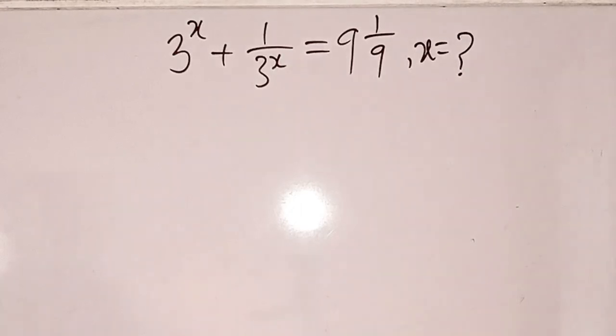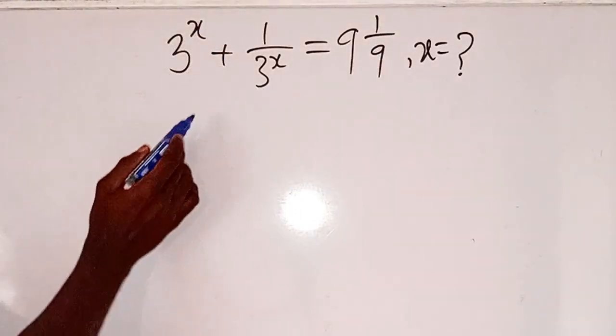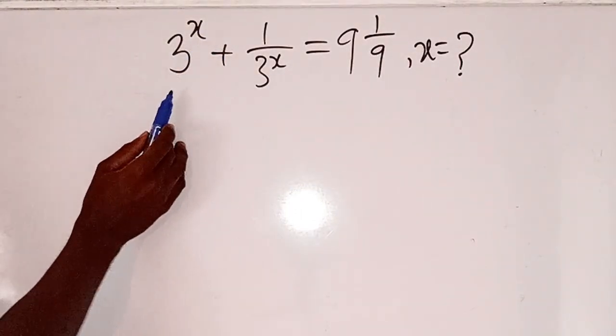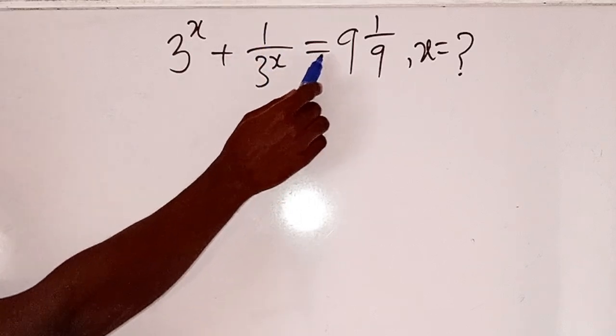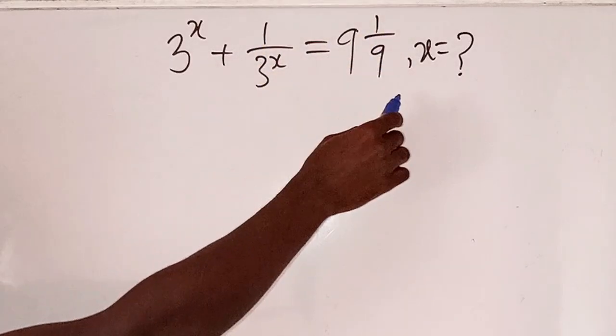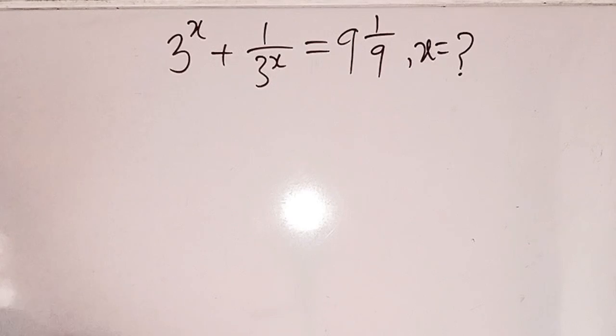In today's tutorial, we have this exponential equation: 3 to the power x plus 1 over 3 to the power x equals 9 whole number 1 over 9. What's the value of x? So what are you going to do?